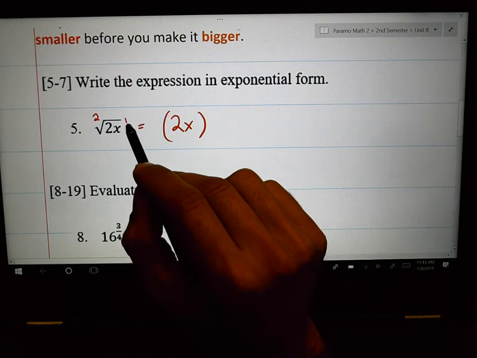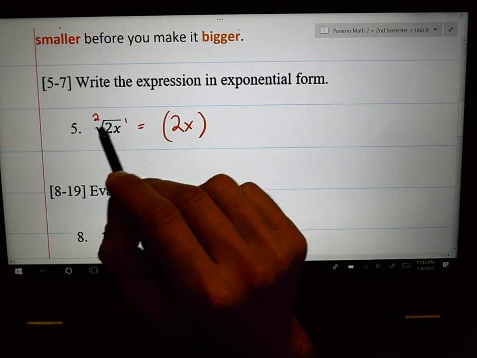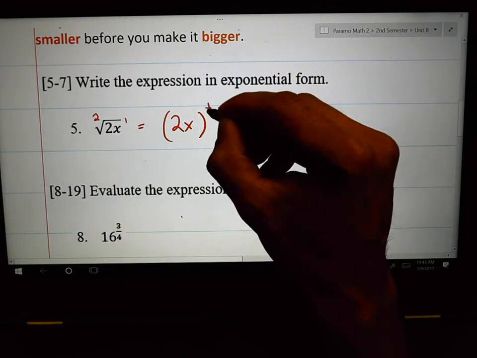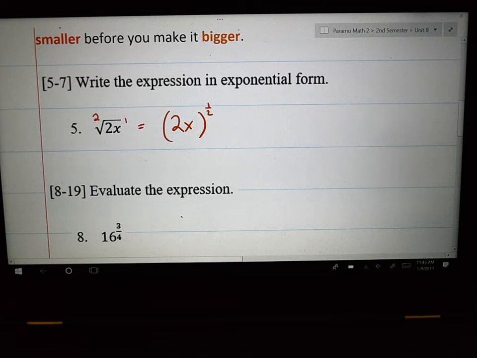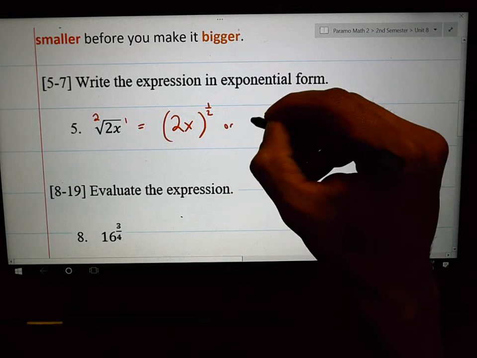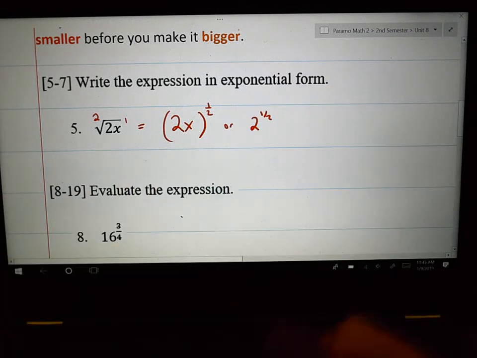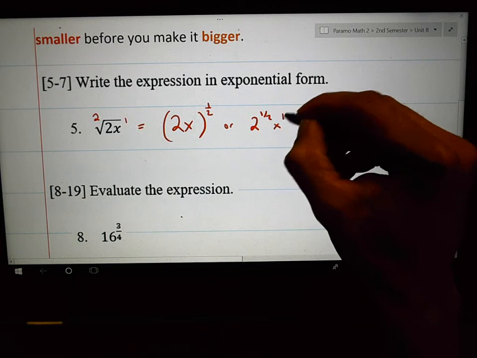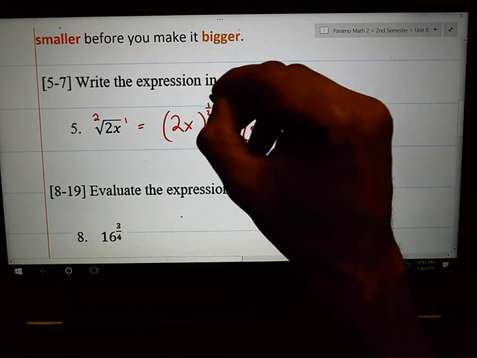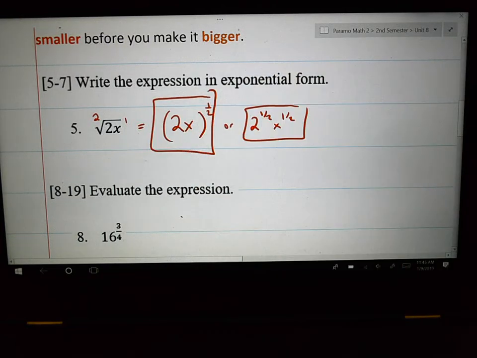The power is the 1. The root is the 2. That's it. That's how we do it. You could write your answer simply as 2x to the 1/2, or technically, if you combine this with rule 3 that we wrote down from last time, you could do this. I would accept this or this. They're the same thing.